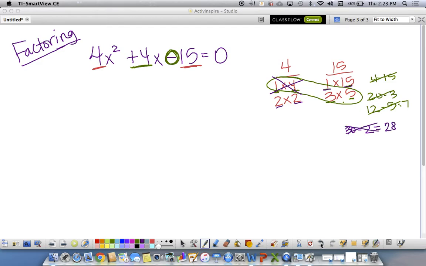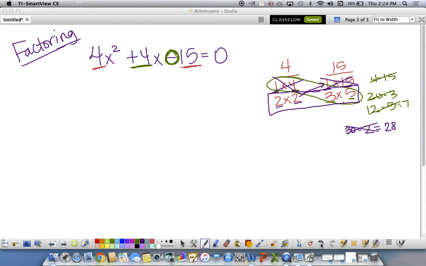Okay? That was this method. Going from 2 times 2 to 1 and 15, and changing that order doesn't help. So it can't be the 1 and 15. So now I know it must be these 2 sets of factors.